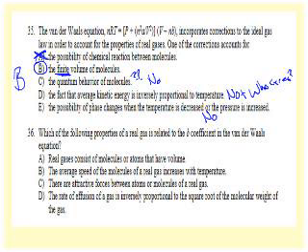Real gases consist of molecules or atoms that have volume. That's B. That's what I'm going to get on this worksheet. The average speed of molecules? Nah. Their attractive forces? Nah. The rate of effusion? Nah. And we're all done.